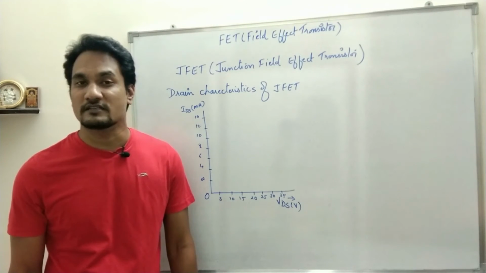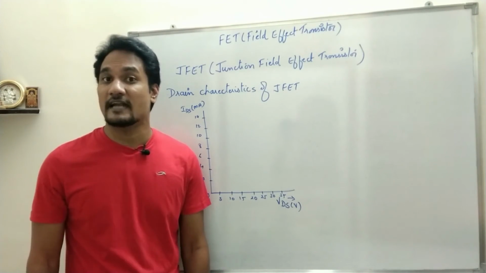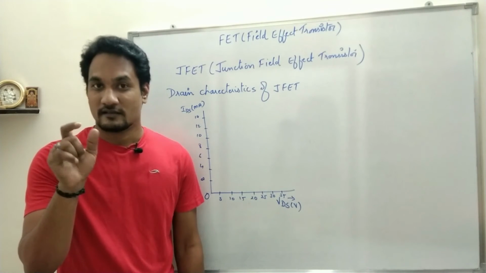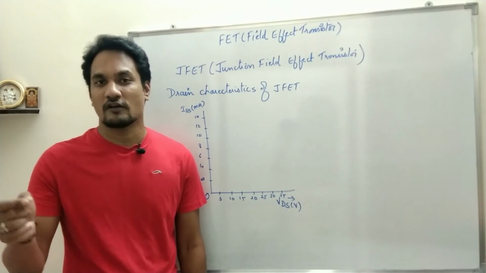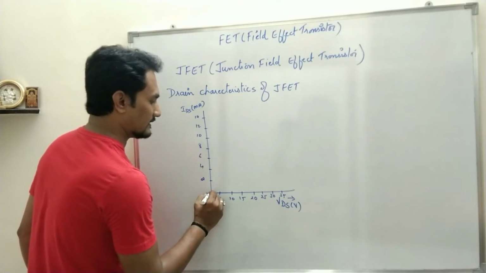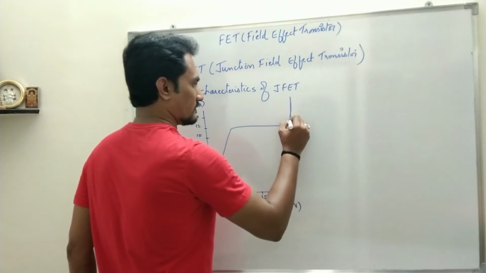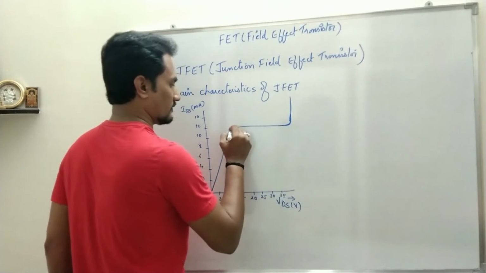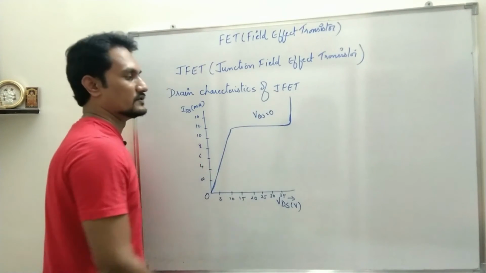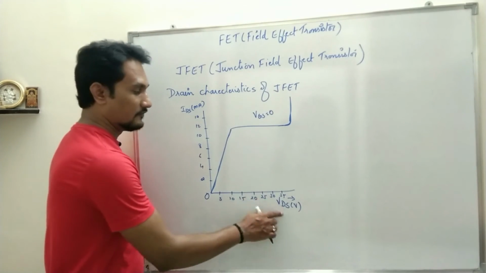So what happens to the depletion layer? The depletion layer will be at its minimum, and if the depletion layer is at its minimum, the channel width is maximum, right? For channel width maximum, for a small VDS the current will increase rapidly. So the graph will be like this. This is the graph for when VGS equals 0.